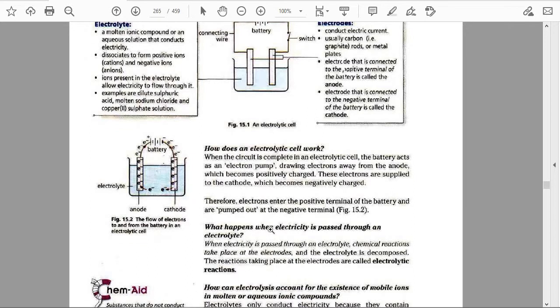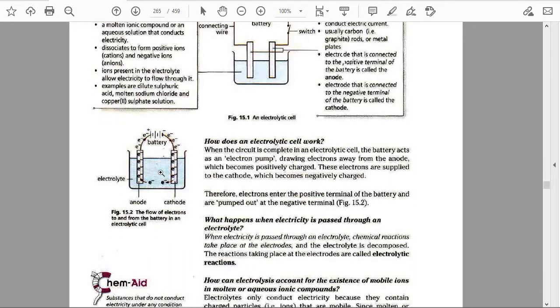So what happens when electricity is passed through the electrolyte? This is the electrolyte. When electricity is passed through it, a chemical reaction takes place at the electrodes, and the electrolyte is decomposed, split up, separated. The reactions taking place at the electrodes are called electrolytic reactions.